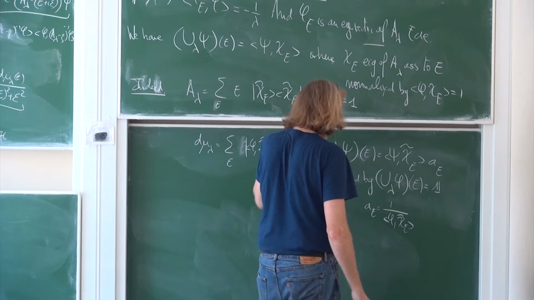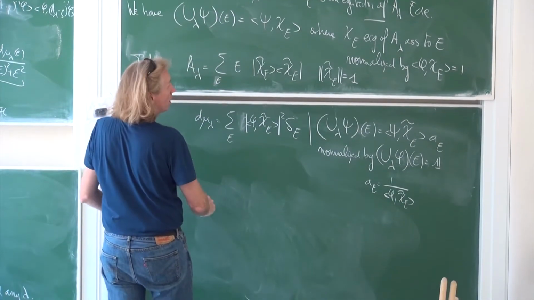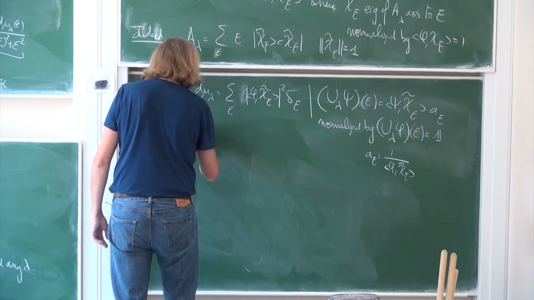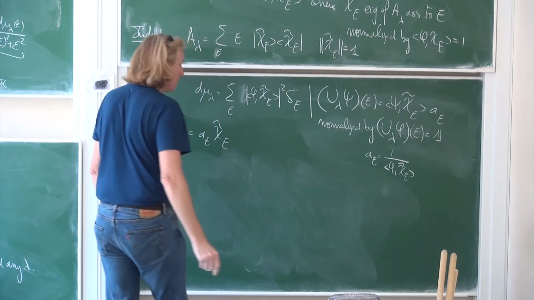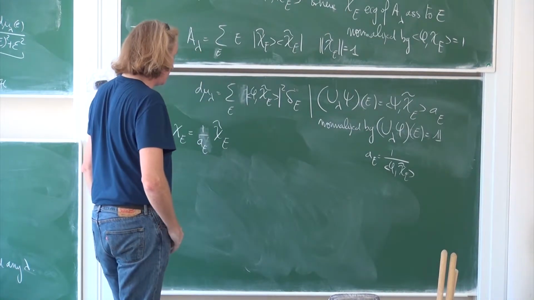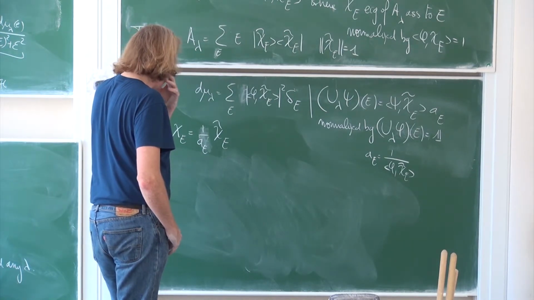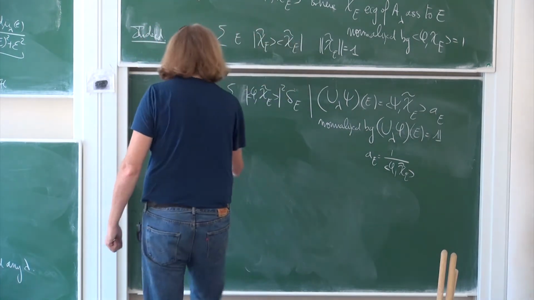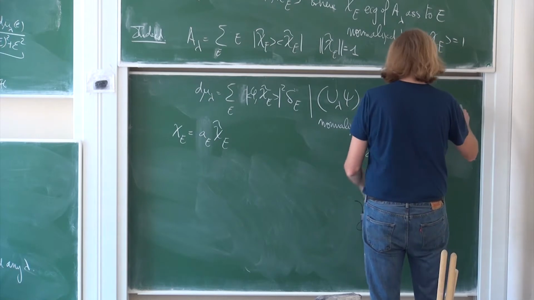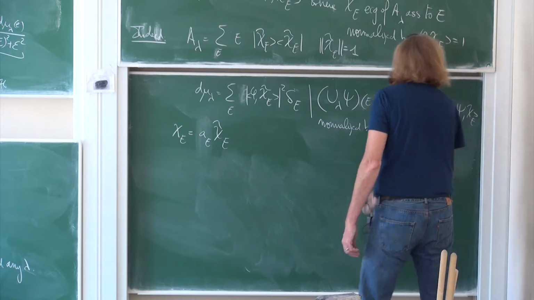And if I define chi of E, I want it to be a of E times chi tilde E, so that this is equal to psi chi E, which is what I want in the end.